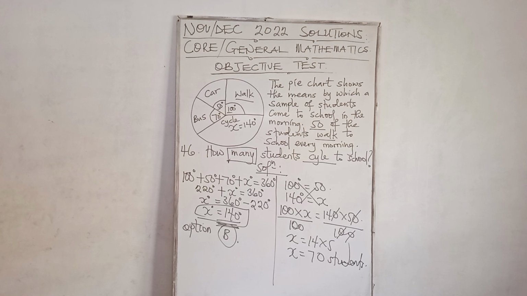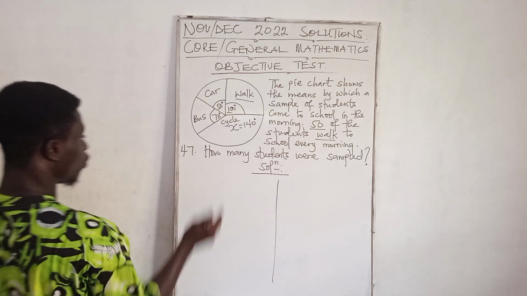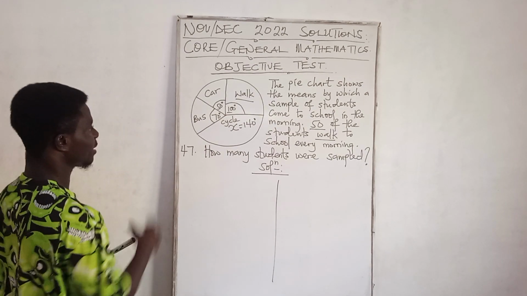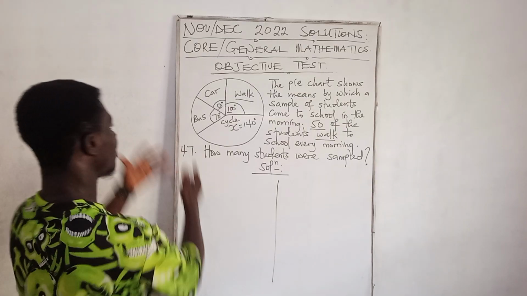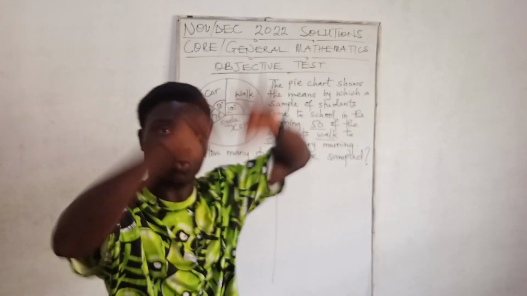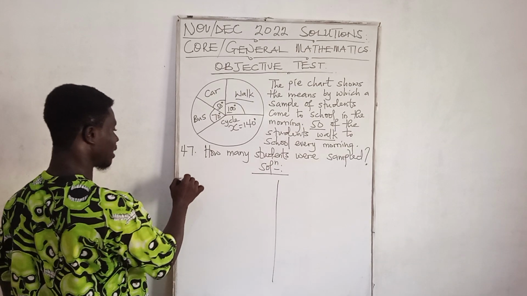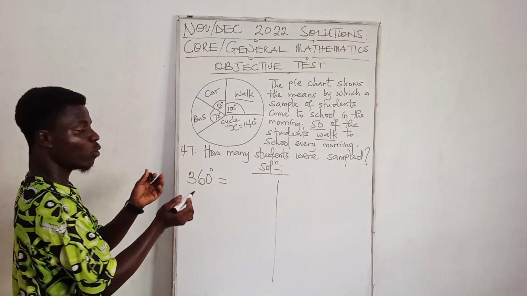So let's proceed to question 47. Question 47: How many students were sampled? So this time around, they want the number of students sampled. Now let's see. The number of students is the total. When you come to the angle, the total angle is 360 degrees. So I can say that 360 degrees must be equal to the number of students sampled.